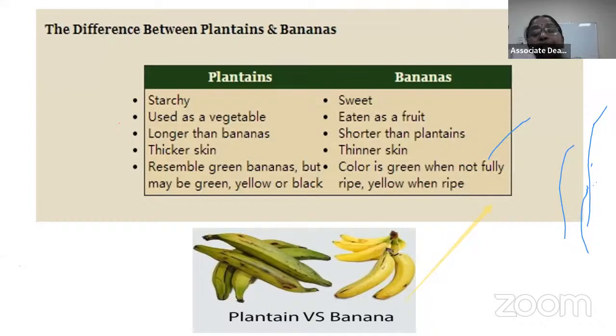Generally, the plantain size is longer when compared to bananas. Bananas are shorter than plantains. Plantains will have a thicker skin on the fruit, and bananas have a thinner skin. Generally, though the majority of these varieties are green, we will find green, yellow, or black ones also in case of plantains. Color is green when not fully ripe, but yellow when ripe.